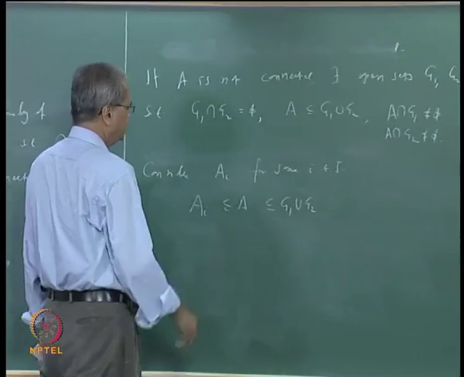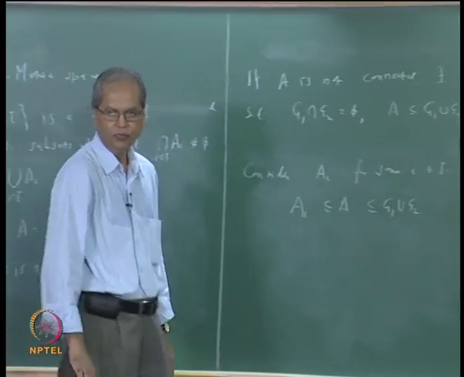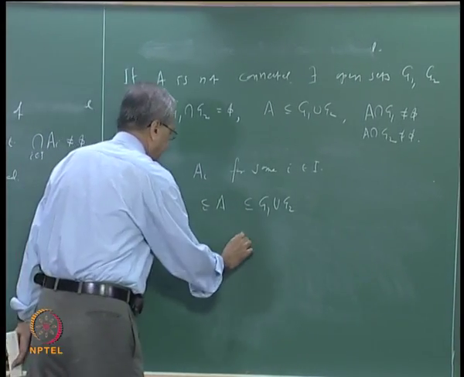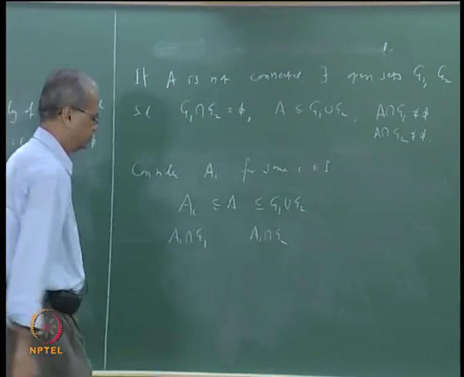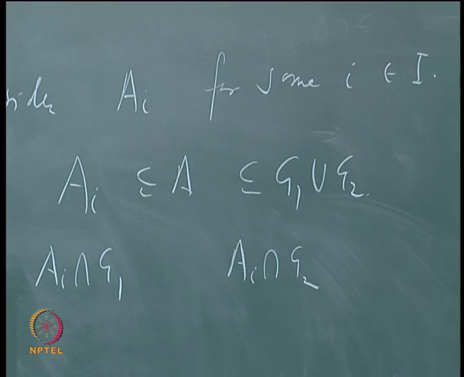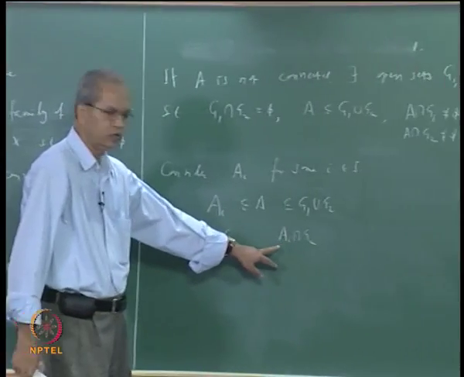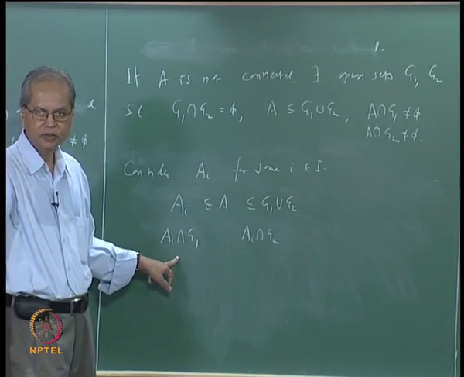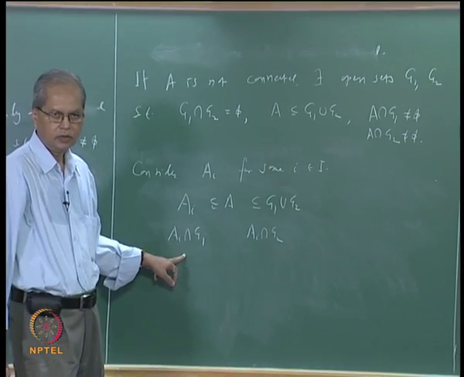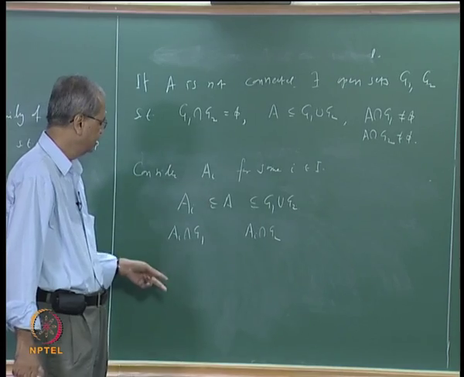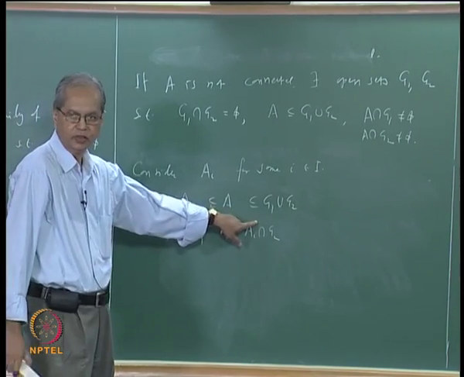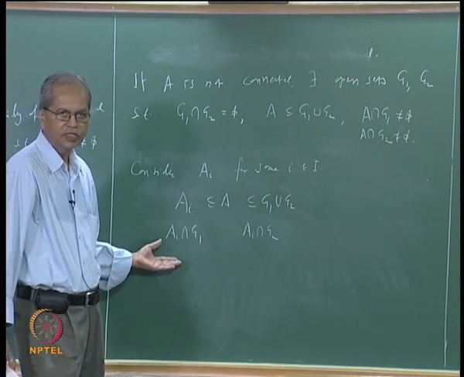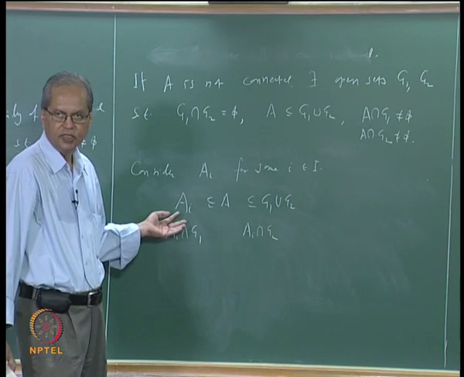Okay. G1 and G2 are disjoint, that is something that we already know. Let us look now at Ai intersection G1 and Ai intersection G2. If both of these are non-empty, then what is the meaning of that? Suppose you have two open sets G1 and G2 which are disjoint and Ai is contained in their union, and if Ai intersection G1 and Ai intersection G2 are both non-empty, that means that Ai is not connected.